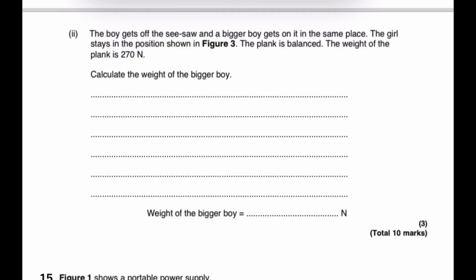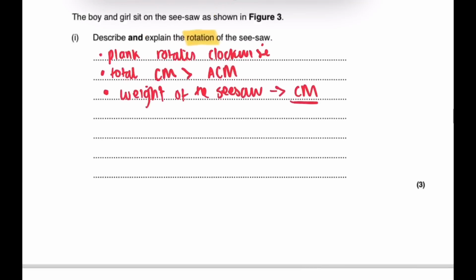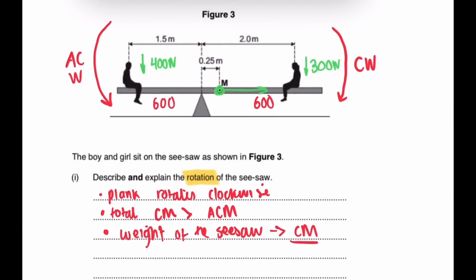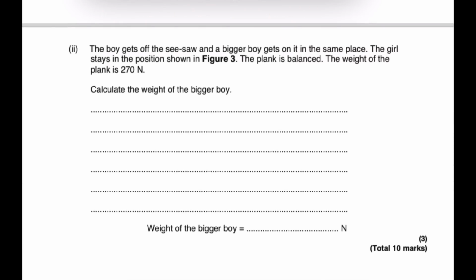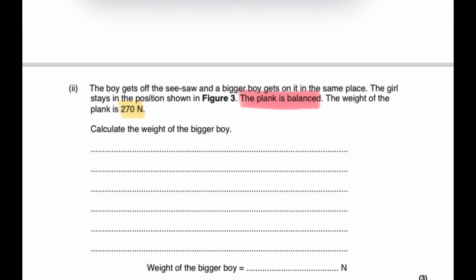Next question, the boy gets off the seesaw and a bigger boy gets on it in the same place. The girl stays in the position shown in figure 3. So this girl stays in the exact same position. The plank is balanced. The weight of the plank is 270 newtons. Calculate the weight of the bigger boy. Well, the fact that they say the plank is balanced tells us that it is exactly equal.